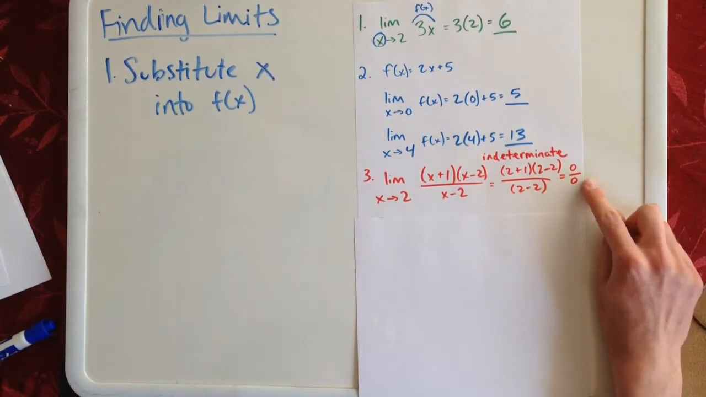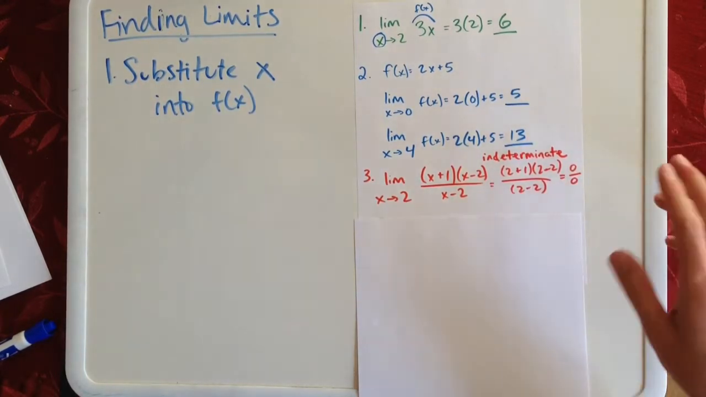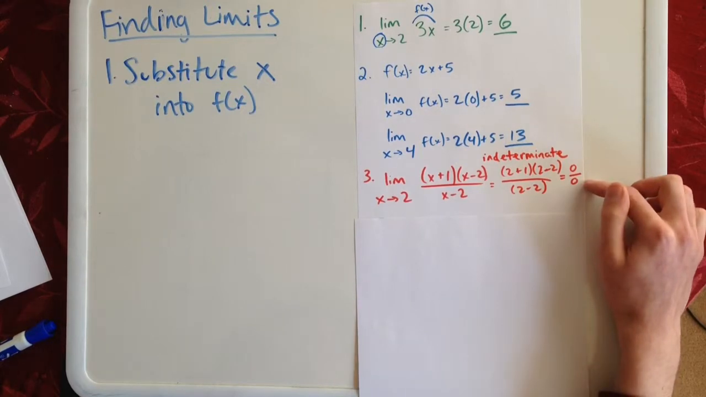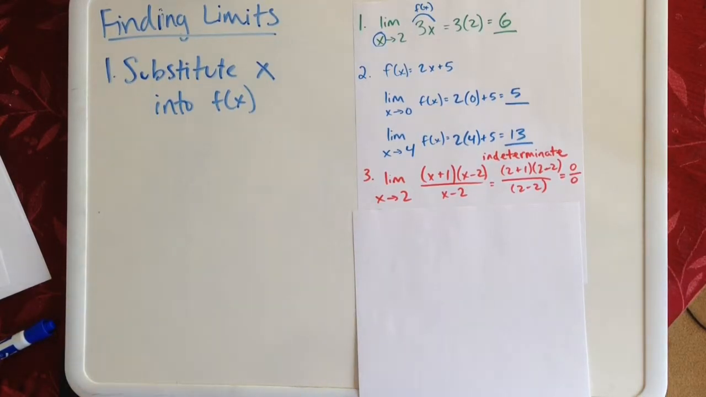This does not equal 0, because anything divided by 0 is infinity, and then 0 divided by anything is 0. So it's not really an answer. We don't know what that is.